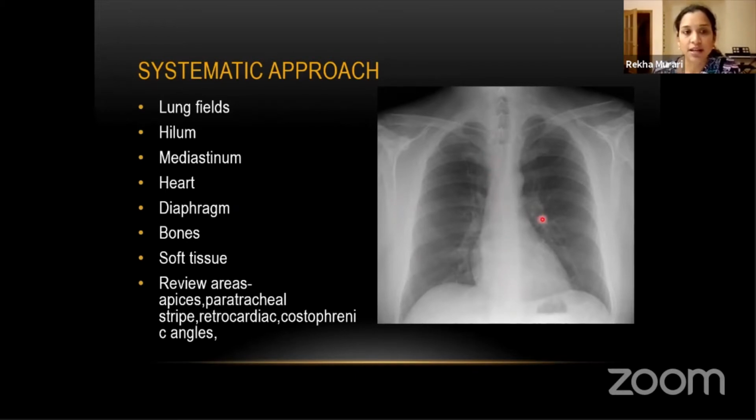After this systematic approach of each field, it's important again to have a review area. It can be different for different people. If you've missed something on a film, then the next time that becomes your review area every time you see a chest X-ray. Generally, review areas are the apices, where people can miss a very small pancoast tumor, which is very significant, as it's important to find it early on.